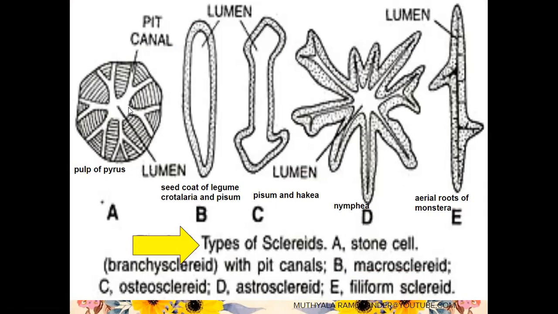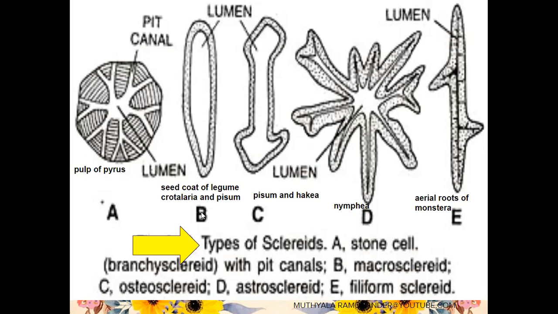The name is given because micro means they are small in size, with a thick lignified cell wall, and the pit is divided into a canal-like structure. The canal pits are present, and at the center region of these small cells, a small lumen is present. This type of microsclerite is present in the cortex and fruits. Here an example is given: the pulp of Pyrus contains microsclerites.